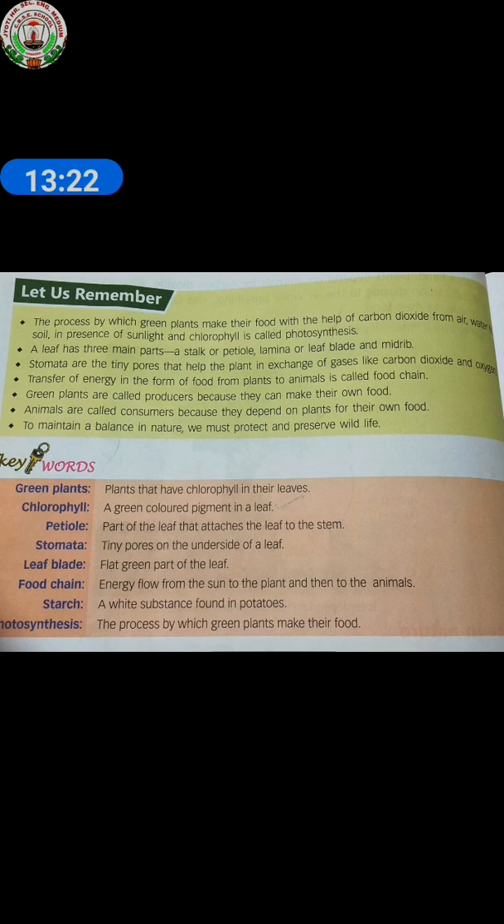Transfer of energy in the form of food from plants to animals is called food chain. Green plants are called producers because they can make their own food. They produce the food, so they are called producers. Animals are called consumers because they depend on plants for their food. To maintain a balance in nature, we must protect and preserve wildlife.